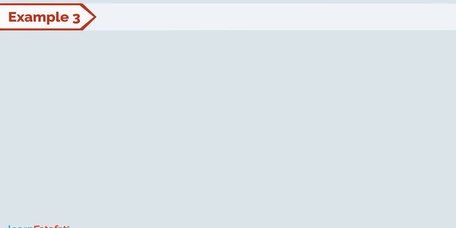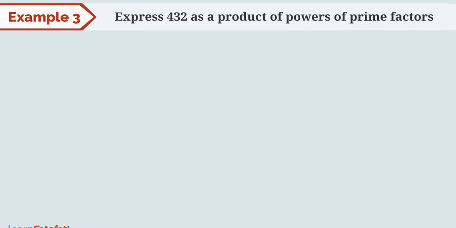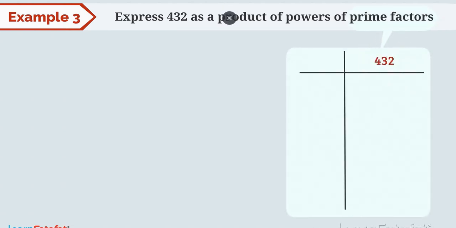Next example, express 432 as a product of powers of prime factors. A factor of a number is an exact divisor of that number. A factor that is a prime number is called a prime factor. Here we have to find the prime factors of 432 and then express them as a product of their powers. So let's first find the prime factors of 432.